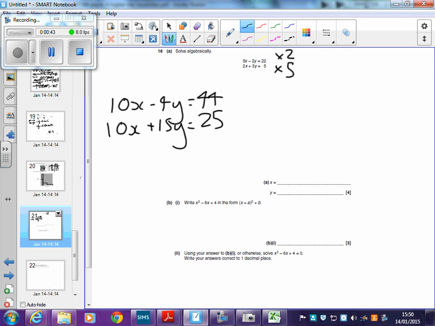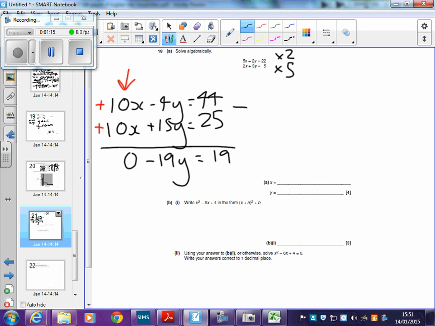Okay, next job, I've now got the x's the same. So I have to look at the signs in front of the x's. The signs in front of the x's are both pluses, so those signs are the same. Because those signs are the same, we're going to subtract. 10x minus 10x is nothing. Minus 4y, take away 15y is minus 19y. 44, take away 25 gives me 19.